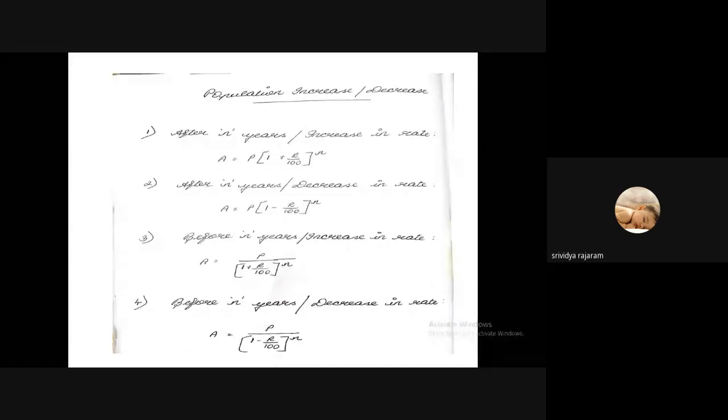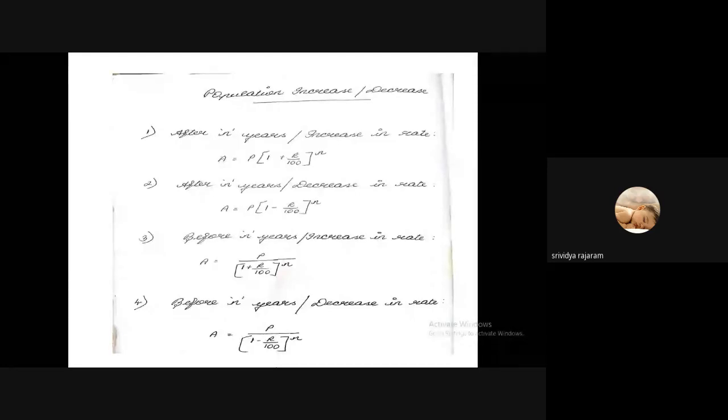So after n years, if the rate is increasing, we are going to use the same formula we dealt with in compound interest. That is A is equal to P into 1 plus R by 100 whole power n. After n years, if they are mentioning the rate as decreasing, you have to subtract the rate of interest. So A is equal to P into 1 minus R by 100 the whole power n. So this is for questions asking us to find the population after n years, increasing or decreasing.